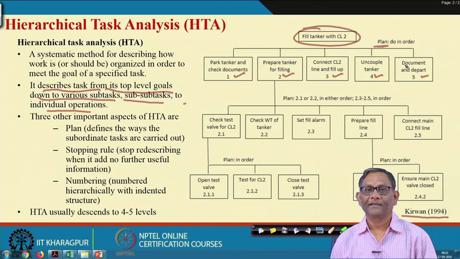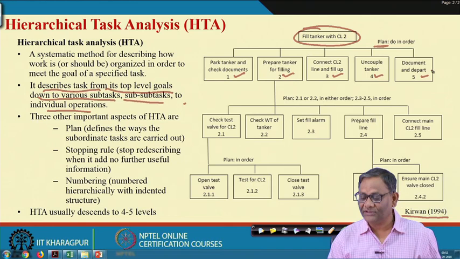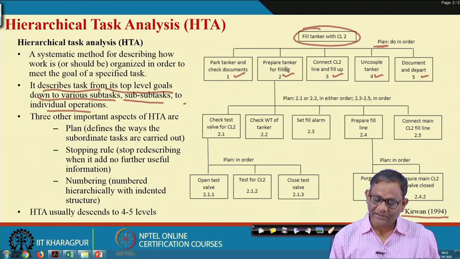So, in order to fill the tanker with Cl2, this is the goal, and these are the tasks you have to do. Now let us see the second one, prepare tanker for filling.